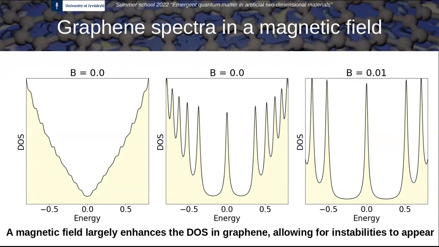And once again, this is also very similar to the effect of Moire patterns, right? We also saw that if we don't have a Moire pattern, we may not have an electronic instability. But if we add a Moire pattern, we can drive an electronic instability. So this is, again, just another reflection of this mapping between magnetic fields and quasi-periodicity.